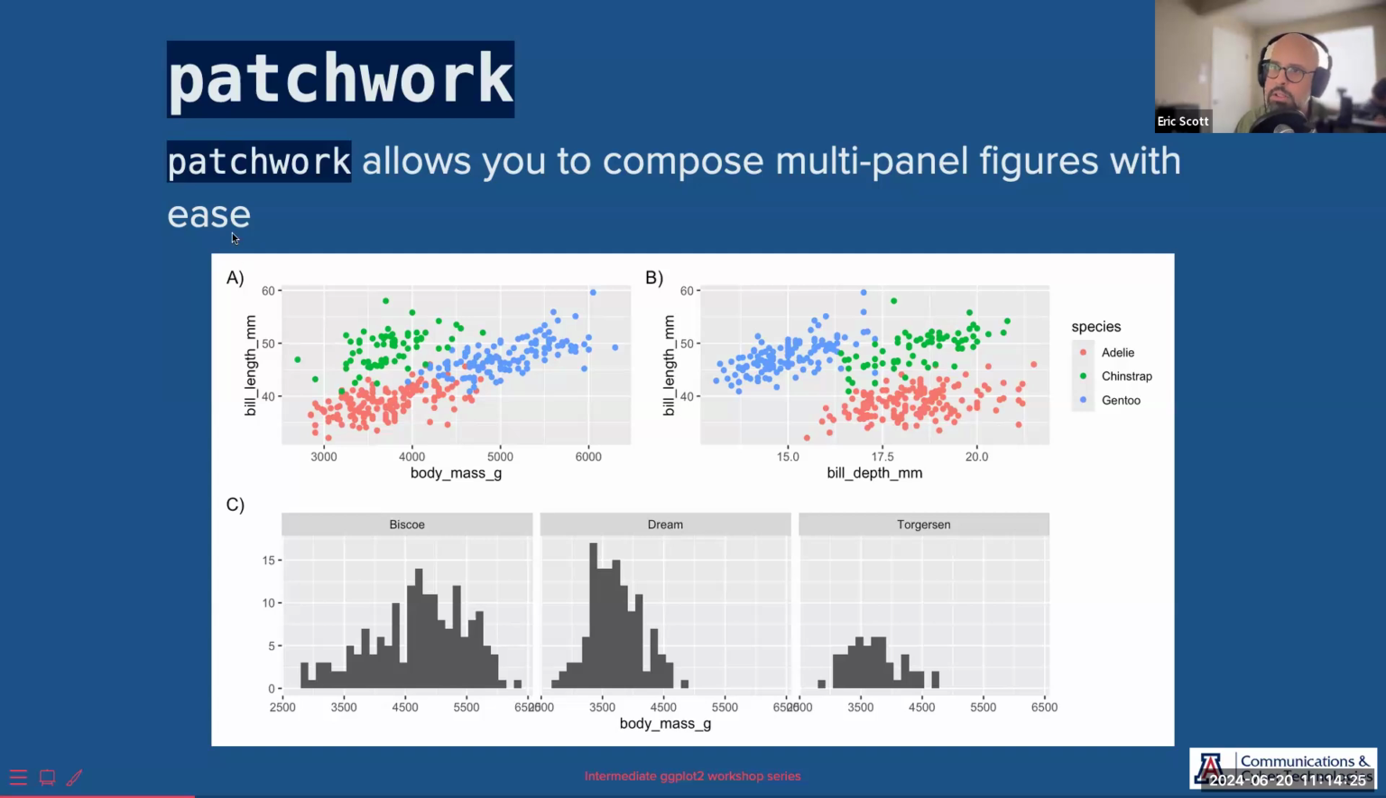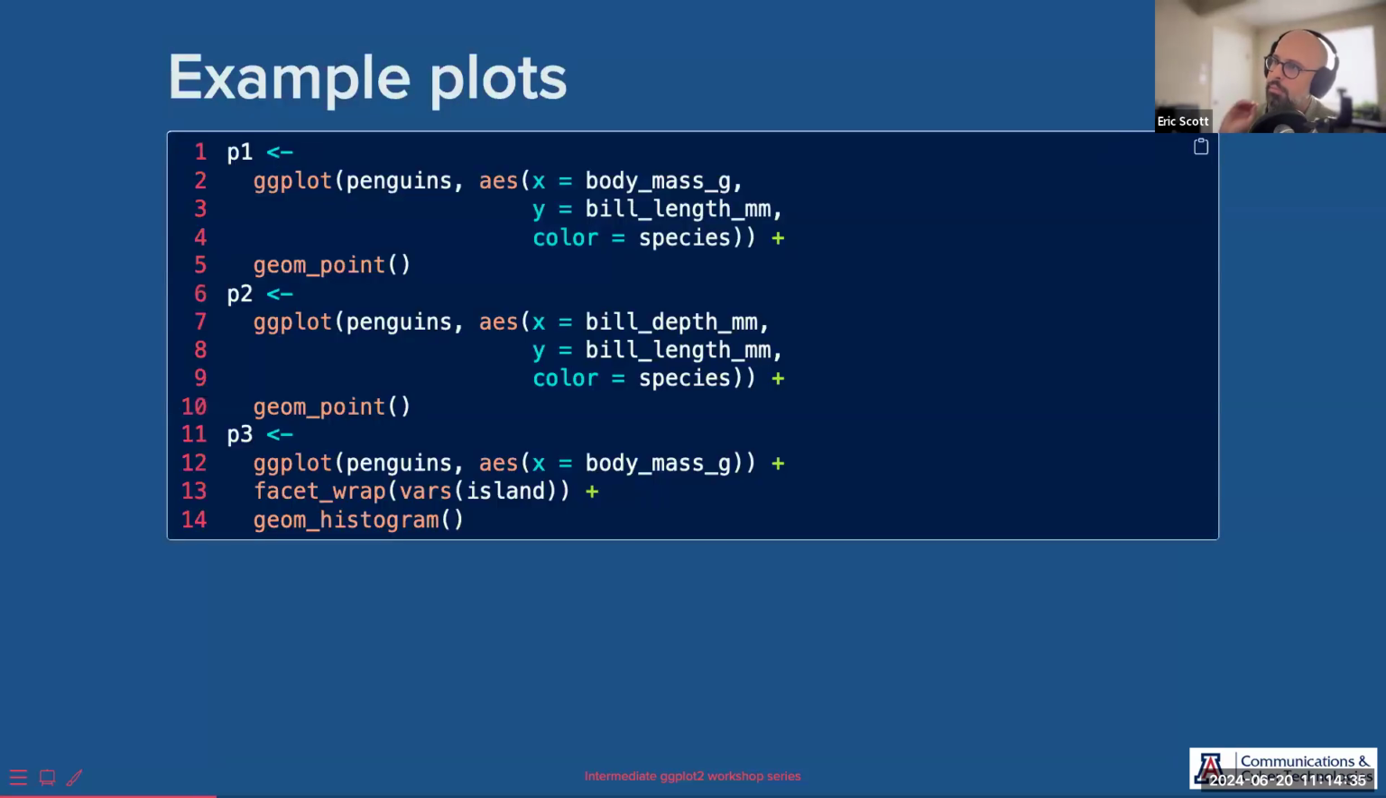And then there's also these labels for this multi-panel figure. So there's an A, B, and C that you could reference in a figure caption. So these are the three example plots that we're going to see being put together in different ways.